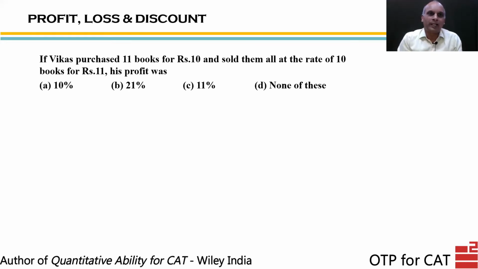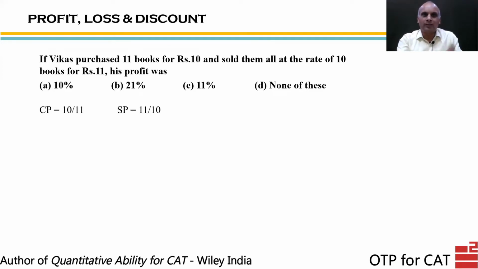Now let's apply these formulas to this question. In this question, we are given the data that Vikas purchased 11 books for rupees 10, and he sold them at the rate of 10 books for rupees 11. We have to find out the profit percent. Now, please realize that the cost price of 11 books is 10 rupees. That means the CP of one book will be 10 by 11. And also, the SP of 10 books is 11 rupees. So SP of one book will be 11 by 10 rupees.